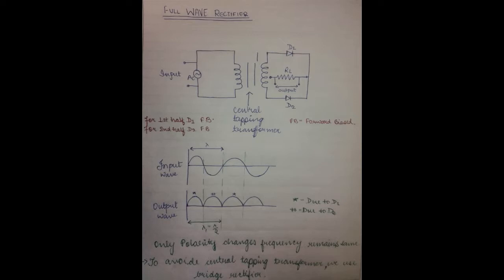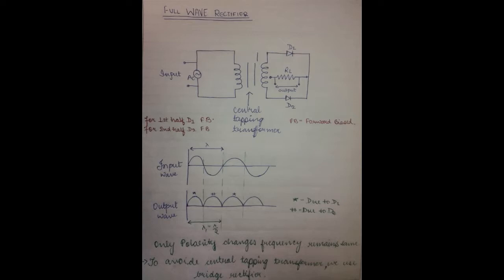Full wave rectifier. For the positive half cycle, the diode D1 is in forward biased condition, and hence the current will flow through the load easily, and hence we will get an output. And this time the D2 diode is reverse biased. Then for the next half cycle, the polarity gets reversed, and now the D1 diode will be reverse biased, and the D2 diode is in the forward bias condition. Hence, we will get the current from D2 diode.